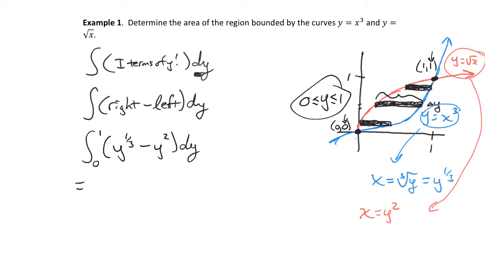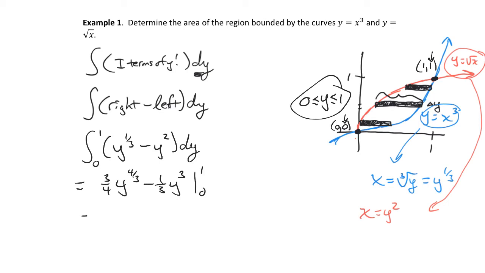When we do our integral, we'll have y to the 4/3. We have to multiply that by 3/4 out front to compensate for the exponent when we bring it down, minus 1/3 of y to the 3rd power, evaluated from 0 to 1.